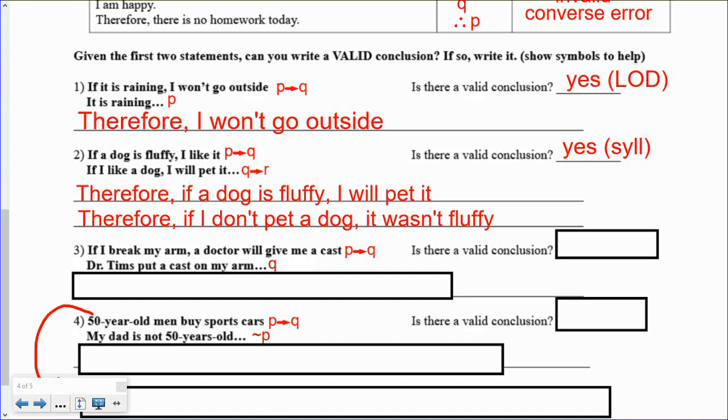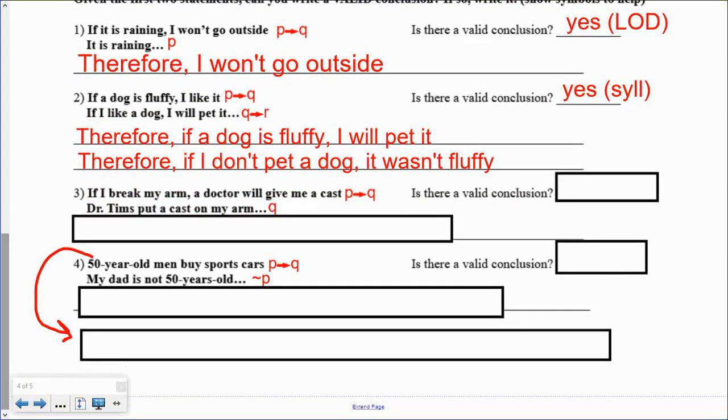Okay? What about the next one? If I break my arm, a doctor will give me a cast. Symbols?